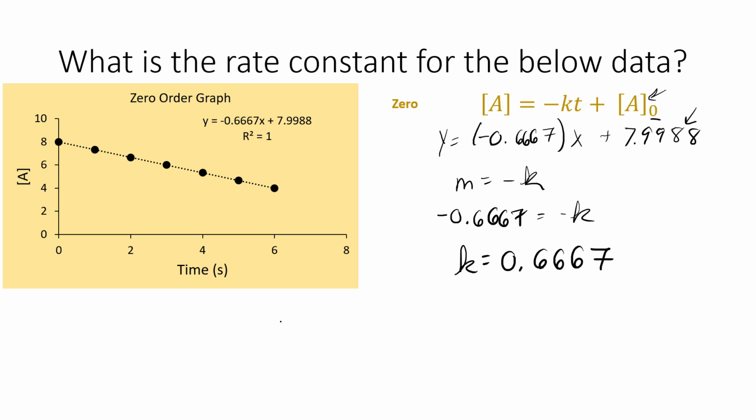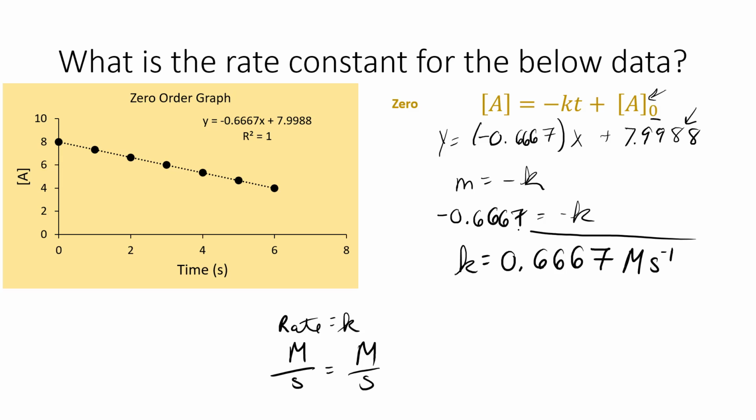It is 0 order, so my rate equals K. My rate is molarity per second. That equals my K. So what does my unit need to be for K? Molarity per second. So M times S to the minus 1. And that is my rate constant.